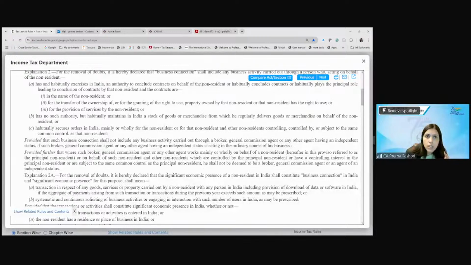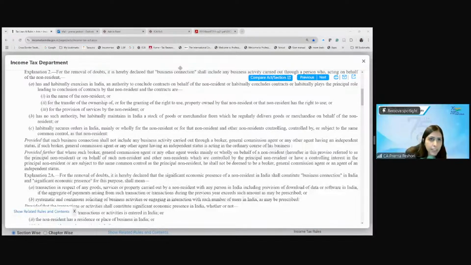So basically, what does it mean? That the independent agent, as I told you, is the one who is not working for only one principal. If he is working for one principal, he will be a dependent agent. So if an agent is working mainly or wholly for only one non-resident, then he is basically a dependent agent. He will not be considered independent. Or for non-residents which are subject to the common control, basically all the related party non-residents.